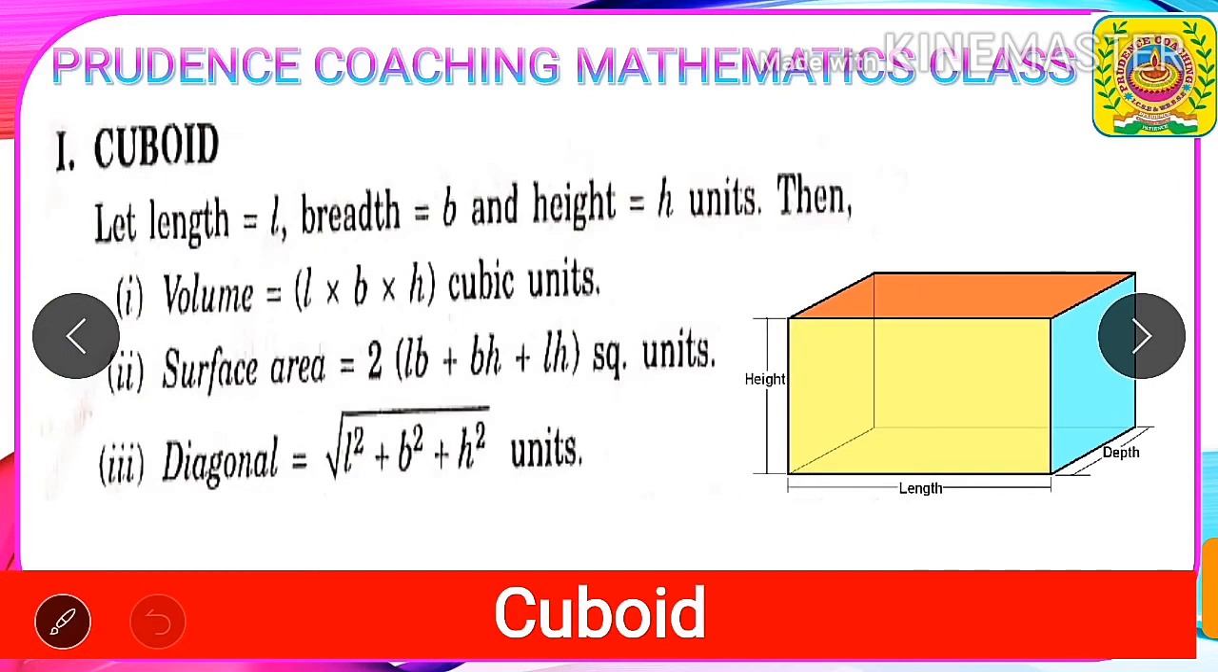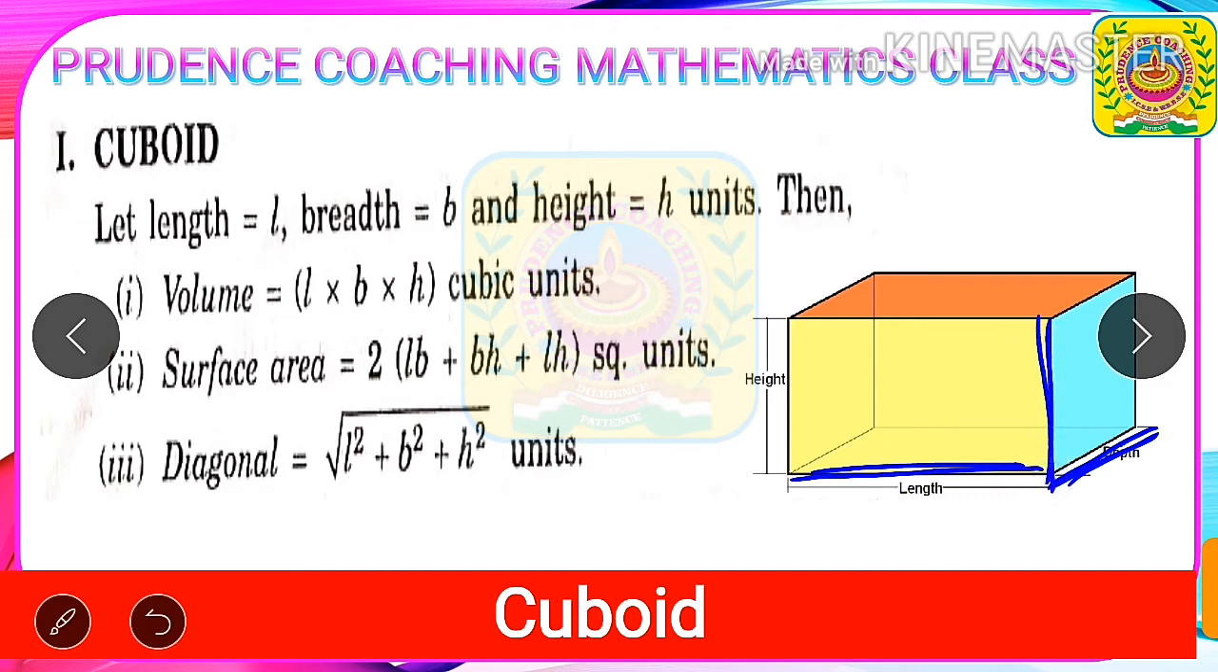Let us start with the volume. But before that, you need to know that this is the length of this cuboid, this one is the height of the cuboid, and the breadth is this one. So this is the breadth, this one is the length and this is the height of this cuboid. So let us start. Students, volume of cuboid is length into breadth into height.